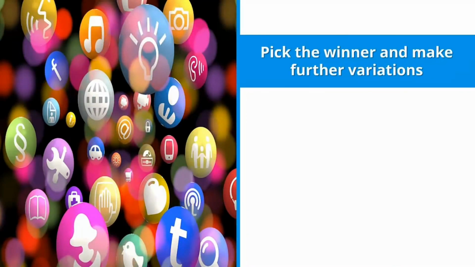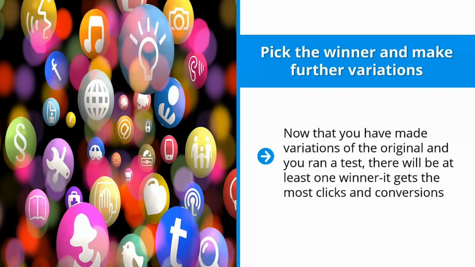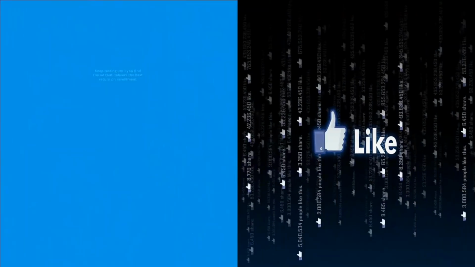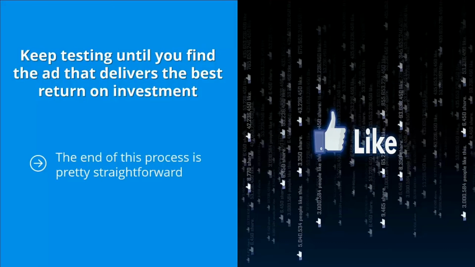Pick the winner and make further variations. Now that you have made variations of the original and you ran a test, there will be at least one winner. It gets the most clicks and conversions. Make variations of it and you run the test again. Keep testing until you find the ad that delivers the best return on investment. The end of this process is pretty straightforward.